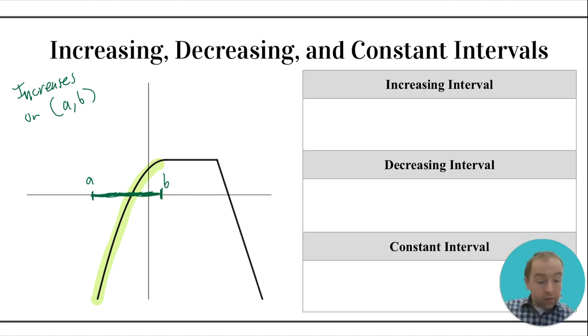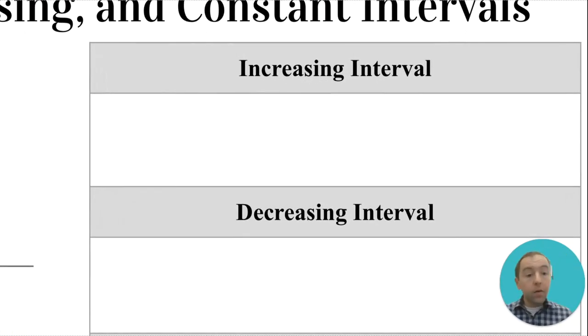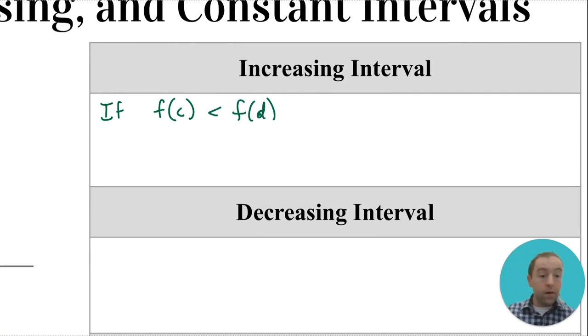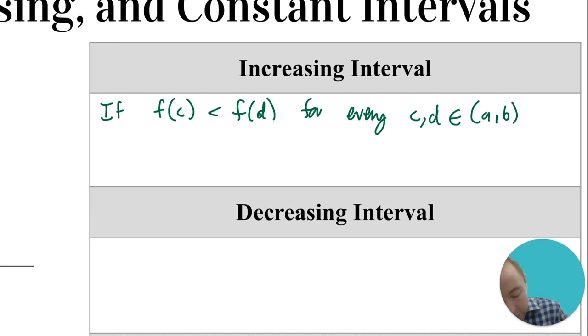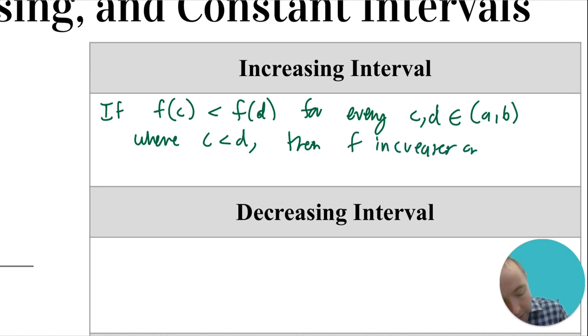Let me give a succinct definition for what it means for a function to be increasing on a particular interval. So if we know the following, if we plug in some number c into a function f, and we find that that function value is less than plugging in some other number d into that function, for every possible choice of c and d within this interval a to b, where we also know that c is less than d, then we can say that f increases on that entire interval from a to b. Okay? All right, that's a very abstract, mathematical sort of definition.